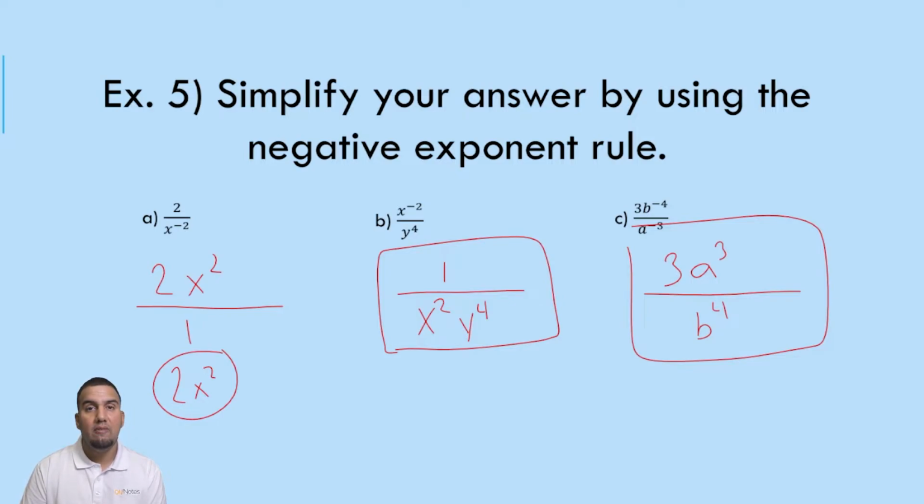So every time that you have a negative exponent, the negative exponent rule tells you to move the negative and the base either up or down depending on its location. Okay? And then when you move it, it turns positive. But again, treat numbers differently from variables. Okay?